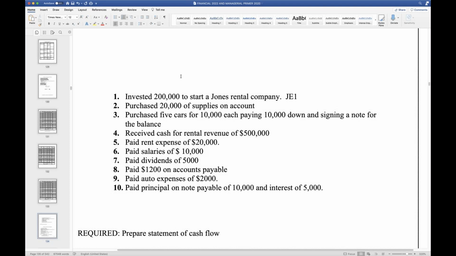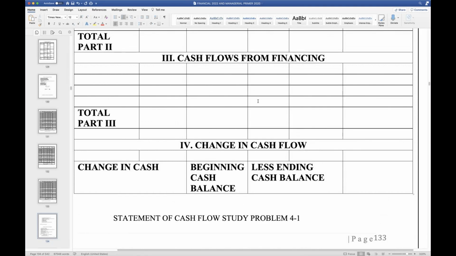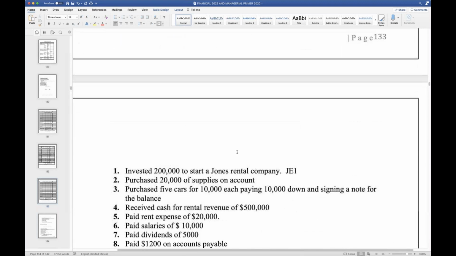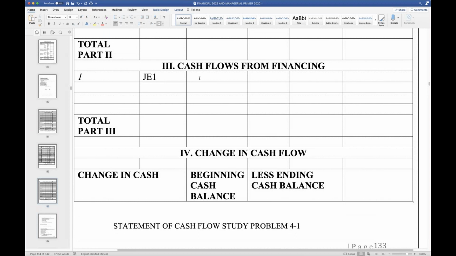So we know that that's going to go where on the statement? In part 3, right? Because that's how we finance the company. So we got 1 here, JE1, and the amount was how much? 200,000. Thank you. Any questions? Does everybody see what we did?